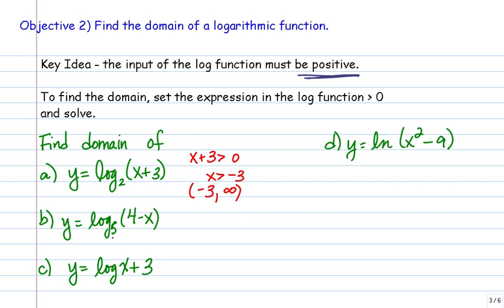If I have the log base 5 of 4 minus x, I would set 4 minus x to be greater than 0. So that would mean -x has to be greater than -4. And then I have to divide through by -1, which will reverse the inequality symbol to be x is less than 4. So that one would be from -infinity to 4.